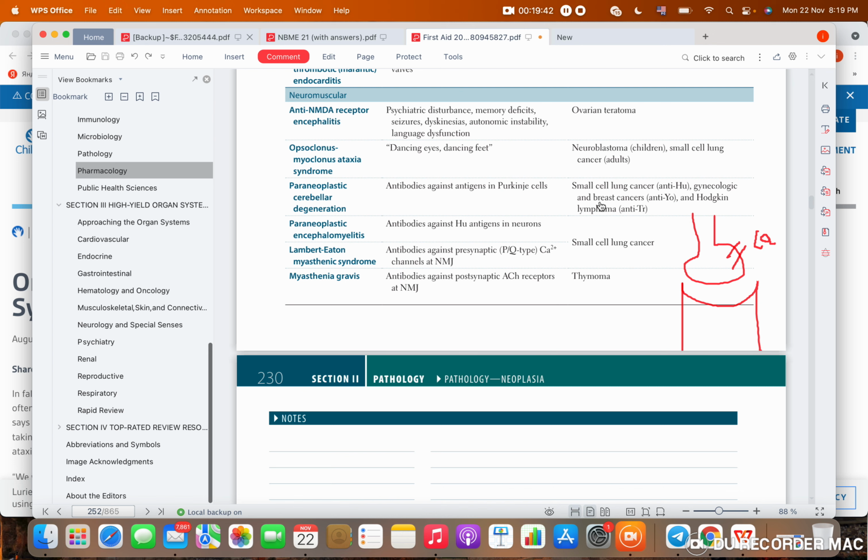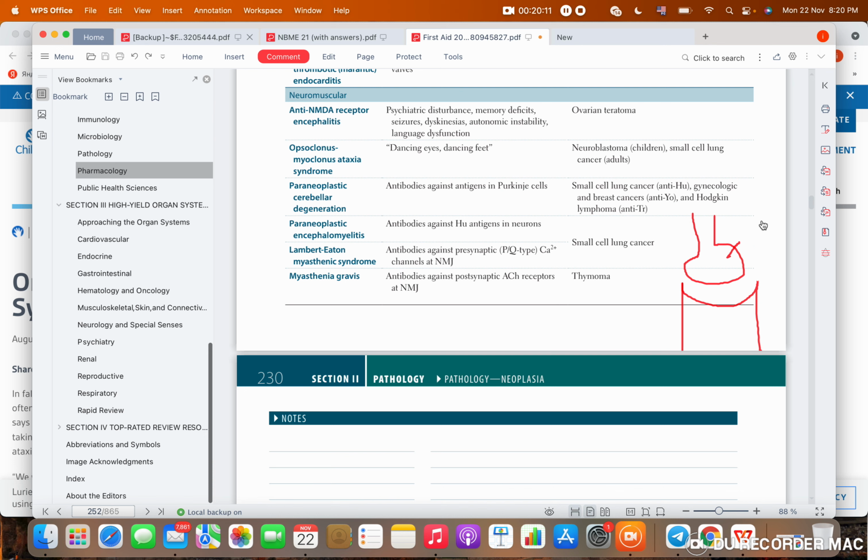So that will lead to basically competitive kicking away of the antibody. So more calcium, less antibody to fight over. So what I'm trying to tell you is that in Lambert-Eaton syndrome, the more you use your muscle, the less weakness you have. This is in contrast to myasthenia gravis.